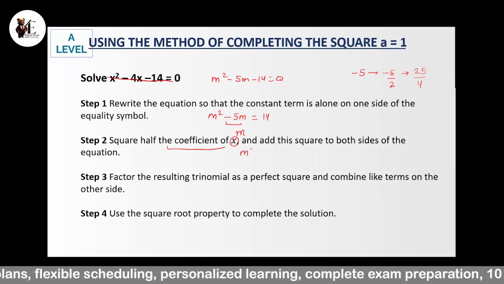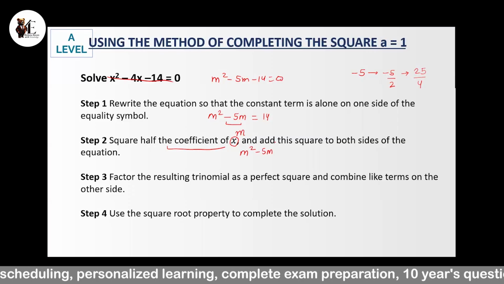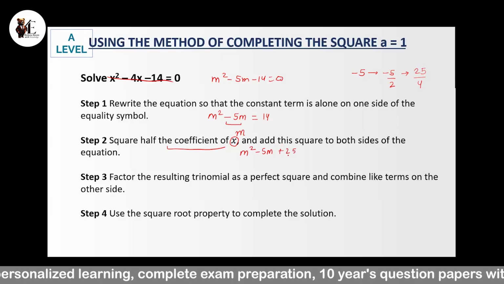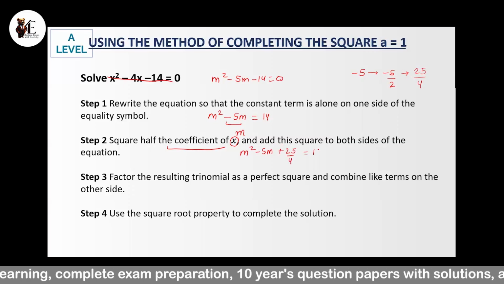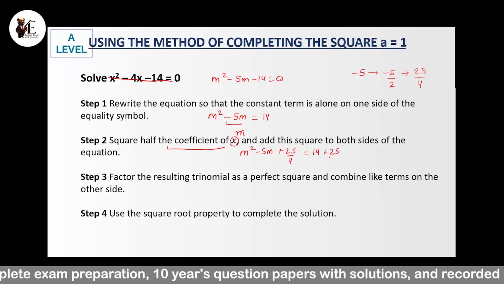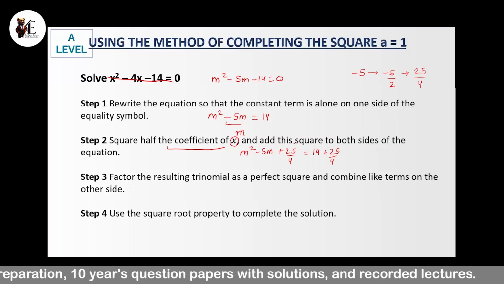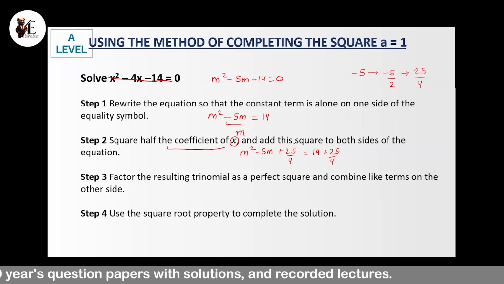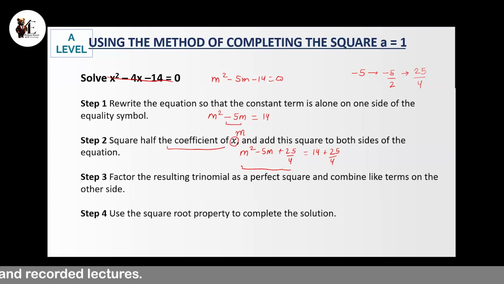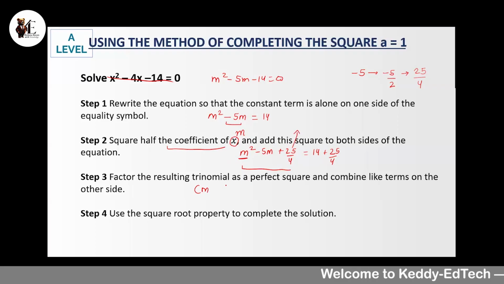So m square minus 5m plus 25 over 4 is equal to 14 plus 25 over 4. I have added the square on both sides. Then you have to write this trinomial as a perfect square. As I told you, there will be two square terms. This will be the first one, and the second will be the term we have just added, that is 25 over 4. So 25 is the square of 5 and 4 is the square of 2.